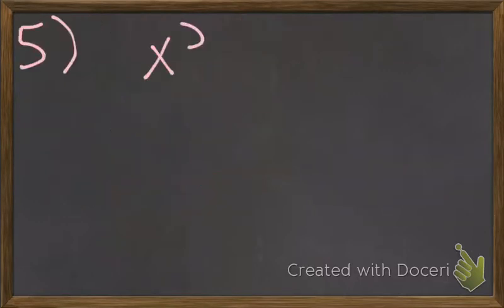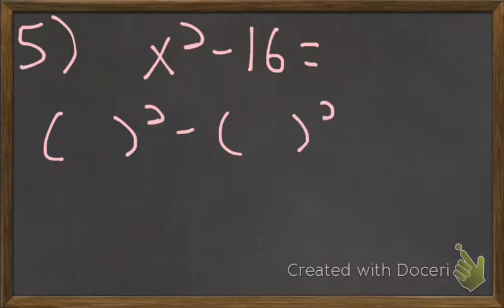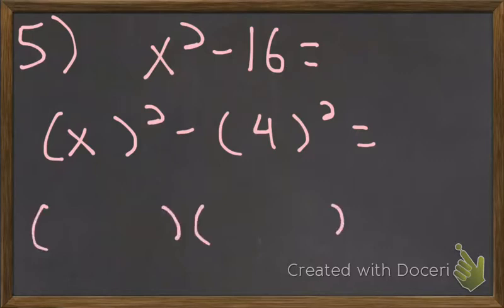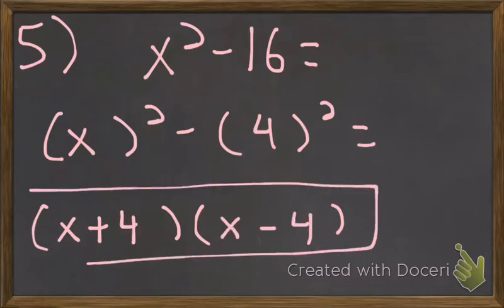X squared minus 16. Again, the first thing you want to do is set it up like this. So what goes in here? X. What times what is 16? 4. And that plus that minus that. It should be really easy, guys, once you get the hang of this. X plus that, x minus that. This is our answer right here.